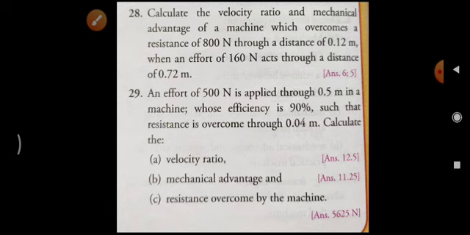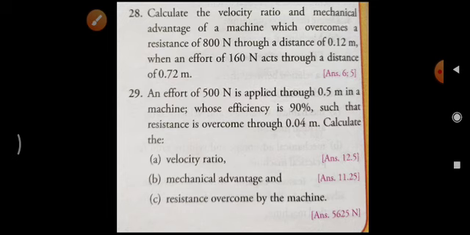Velocity ratio is equal to, you know that one, distance moved by effort divided by distance moved by load. And what is the distance moved by effort? 0.5 divided by distance moved by load 0.04. After solving that one, we will get 12.5 is the velocity ratio. Okay, I hope all of you have understood.